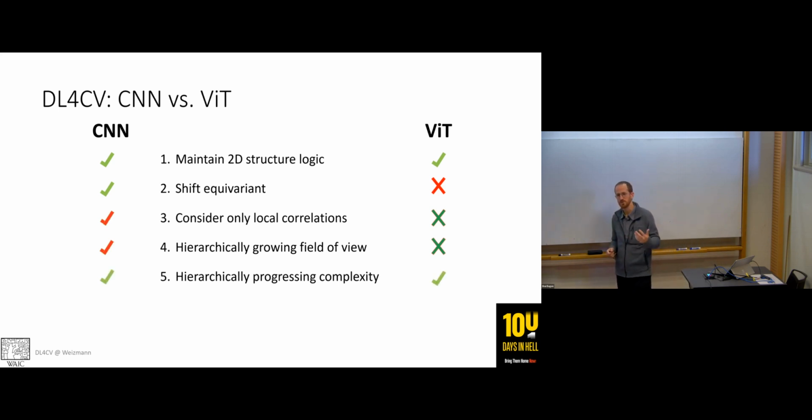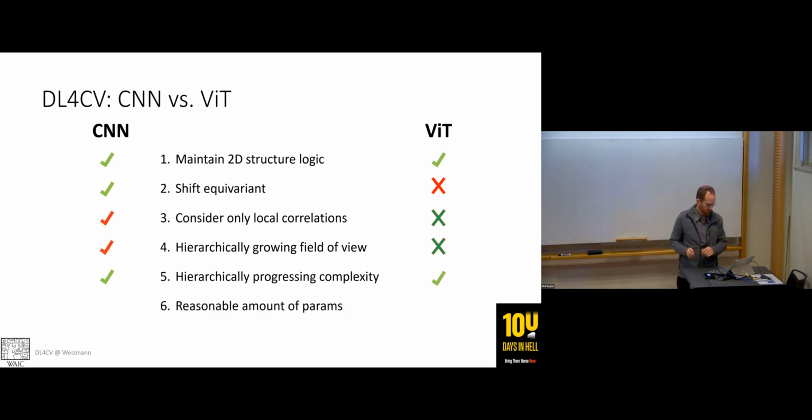And hierarchically growing complexity of the representation is something that is in both cases. In both cases, we start with considering local patterns, local textures, edges, and we saw that the representation gets more and more complex as we go deeper, both in CNN and transformers. And in both cases, we have a reasonable amount of parameters, because we only consider projections of local tokens or local kernels of features. And the number of parameters doesn't depend on the size of the input in both cases.